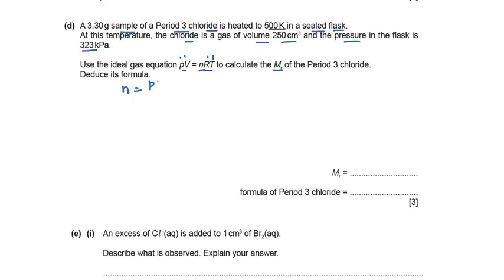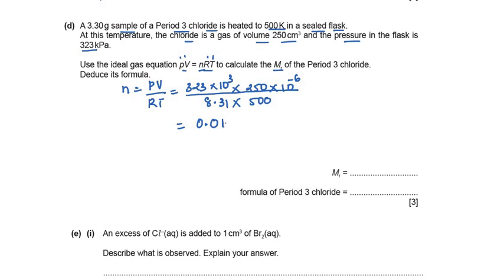So rearranging the equation, we have it this way, and substituting the values. The pressure is 323 kilopascal, so we can write it as 323 × 10^3, multiplied by the volume. Volume is 250 cm³, but the volume should be in m³, so it should be 250 × 10^-6, divided by RT. R is the gas constant, which is 8.31, times the temperature. Temperature is 500 Kelvin, and so the number of moles calculated is 0.0194 moles. That is the answer we get for moles.